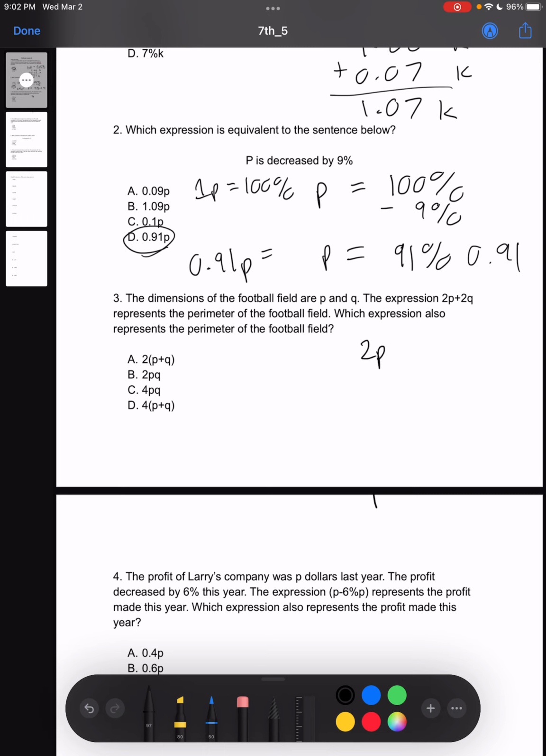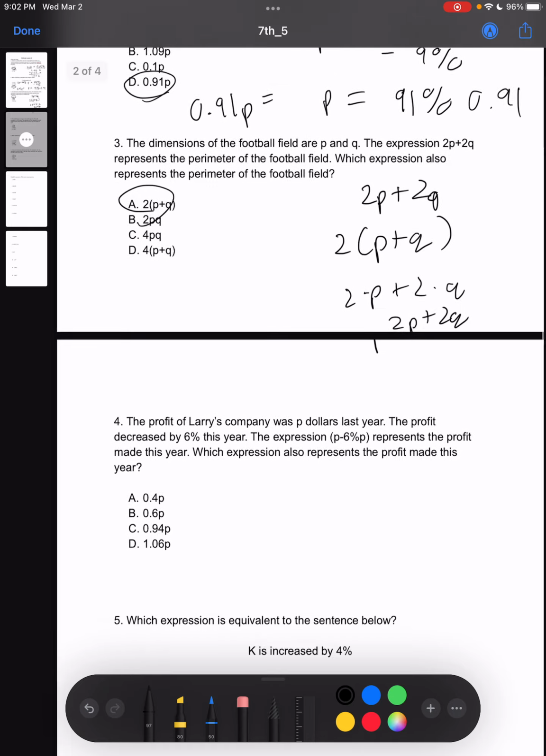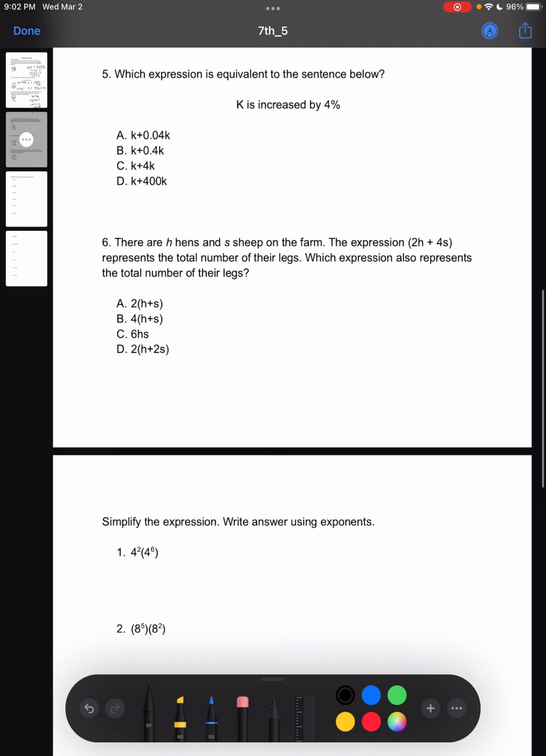Well, we have the expression 2P plus 2Q. We can factor out the 2 in this expression to get 2 times P plus Q. We can check that this is the same thing by re-multiplying the 2 back into the two variables. We get 2 times P plus 2 times Q, which is the same thing as before. All we did was factor out the 2. This then makes our answer A. You can try these on your own.